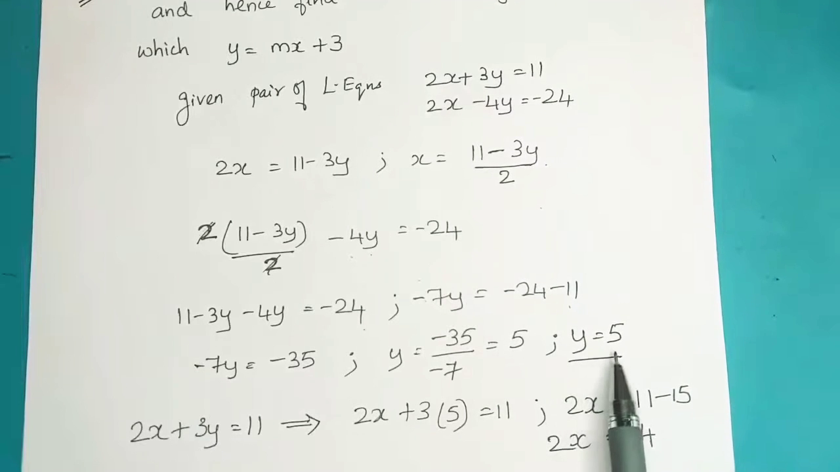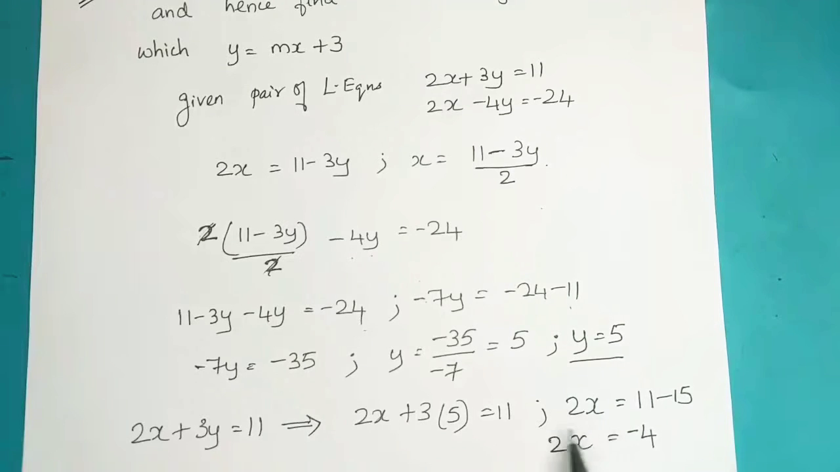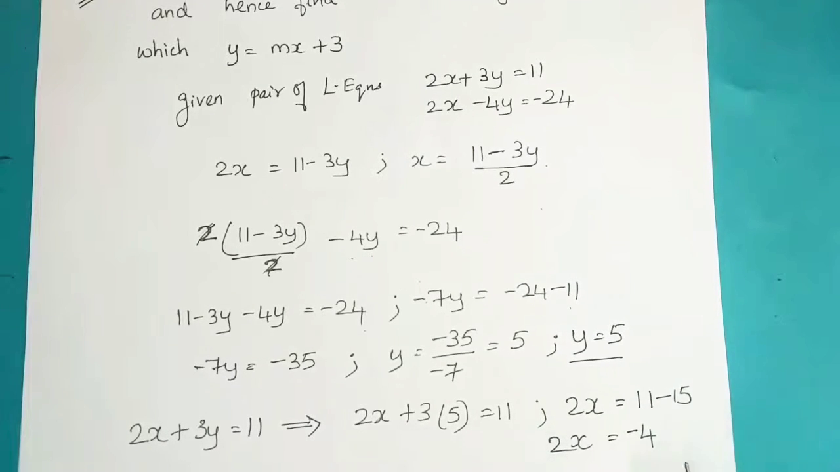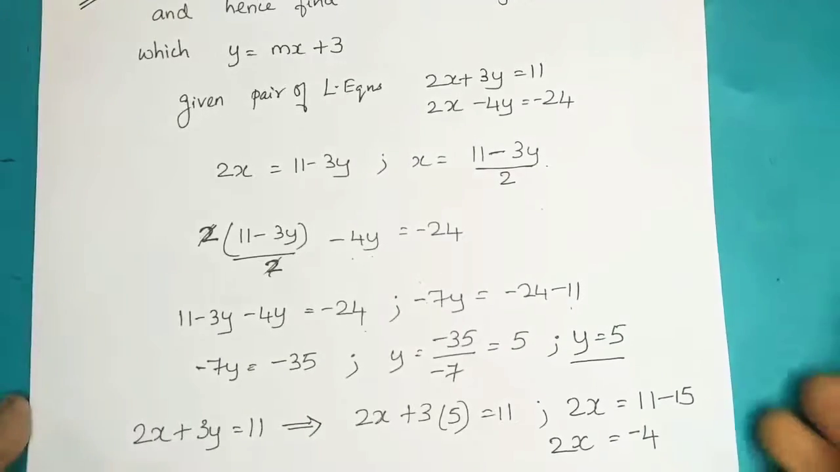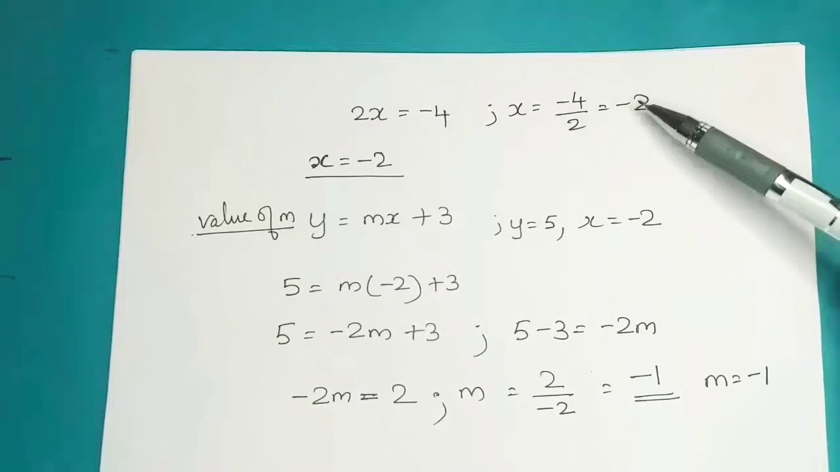So when you substitute this value in any of the equations above, you get the value of x. That is 2x plus 3y is equal to 11. 2x plus 3 into 5 is 15. 2x is equal to negative 4. And x is equal to negative 4 by 2. That is 2. Sorry, negative 2. So you can see here the value of x is negative 2.